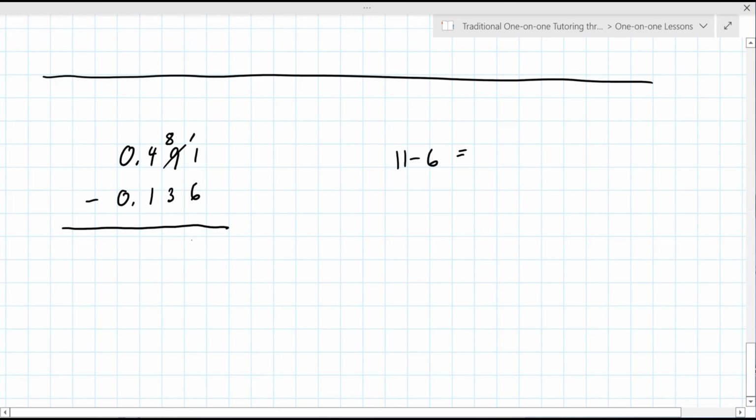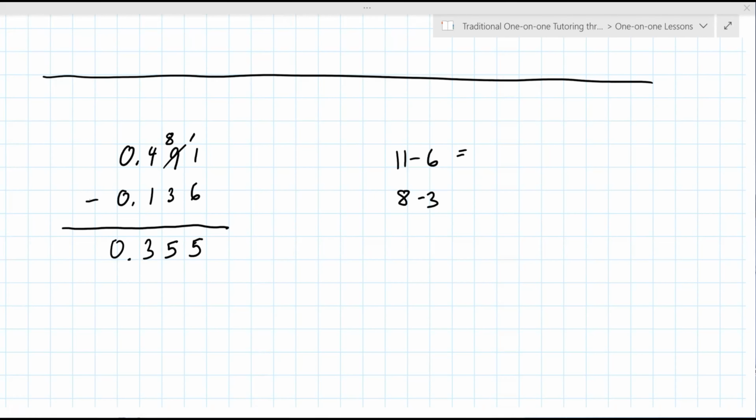5. Okay. How about 8 minus 3? Can 3 be subtracted from 8? Yeah. What is 8 minus 3? 5. Okay. And what's 4 minus 1? 3. Okay. So where do you think you had trouble on this one? I didn't subtract 11 subtracted by 6, right? Yeah. And that will carry through the rest of the problem.